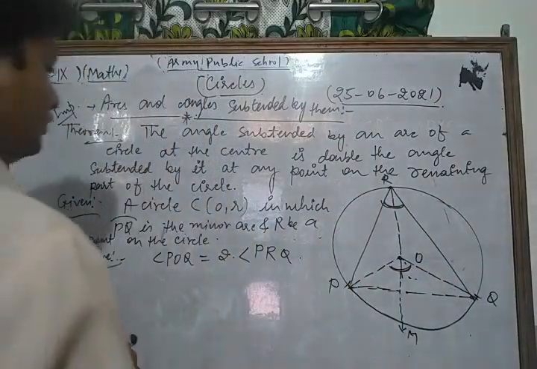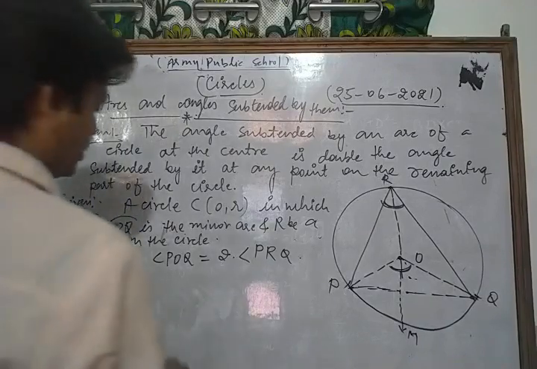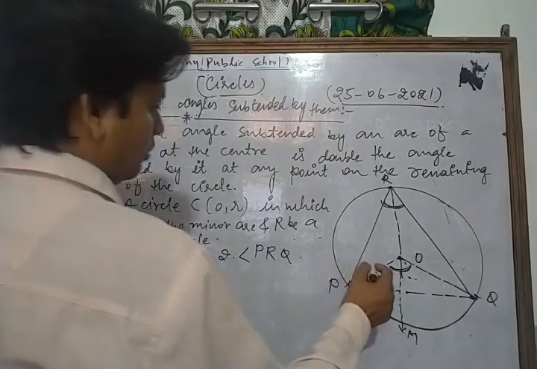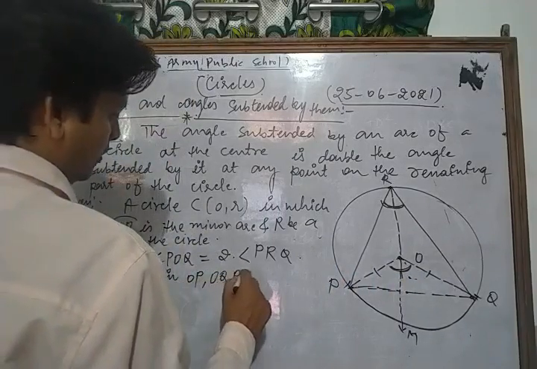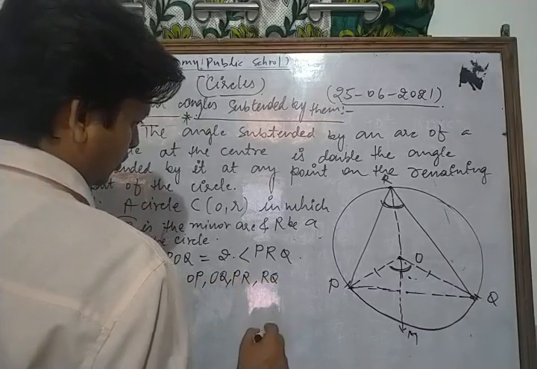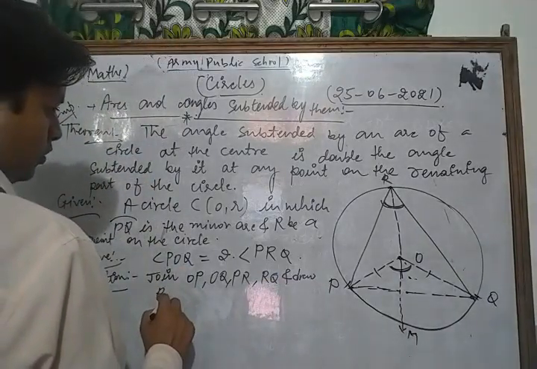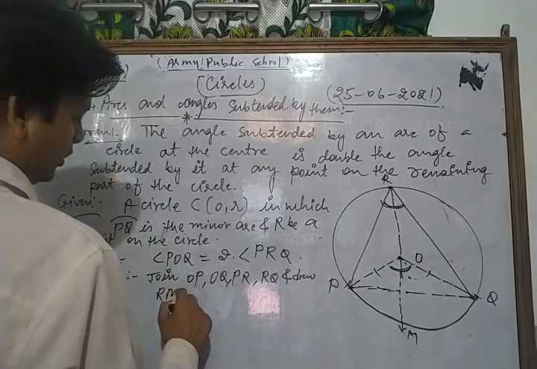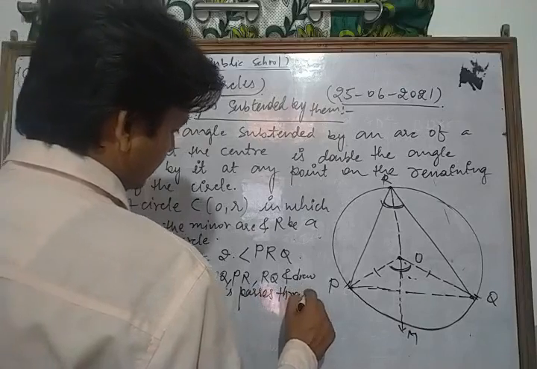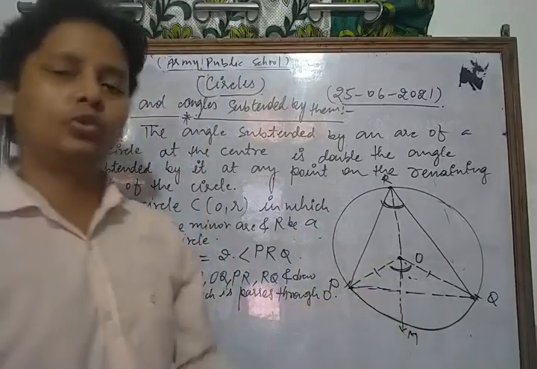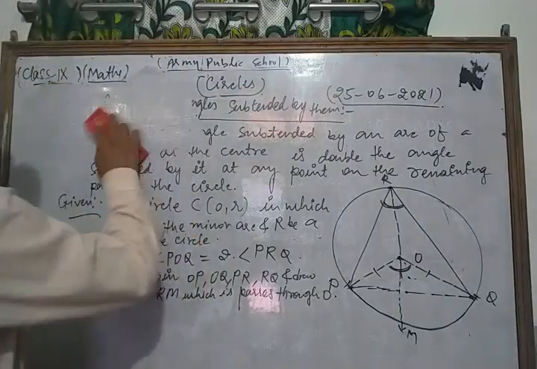Now we write the construction. In construction, join OP, OQ, PR, RQ, and draw RM, which passes through point O. Okay, now we write its proof.